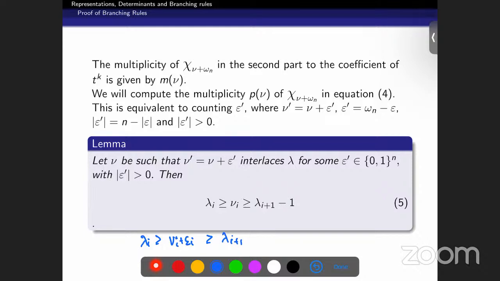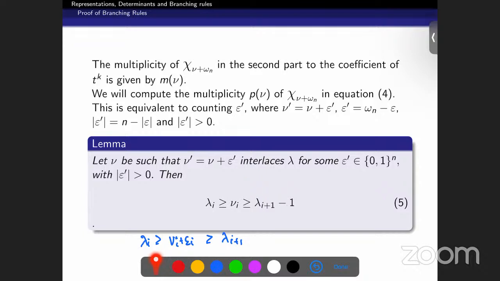So the possible values for epsilon I are 0 or 1. If this is 0, well, nothing changes. But if this is 1, then certainly this inequality holds. Then also, nu I would be less than lambda I, but nu I would be greater than lambda I plus 1 minus 1. So when this epsilon I is 1, then this part of the inequality holds.